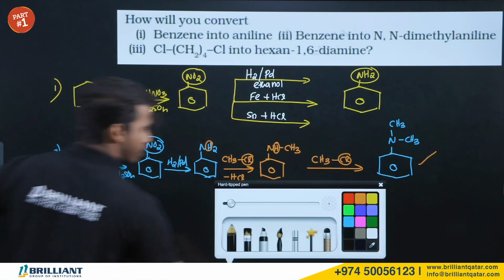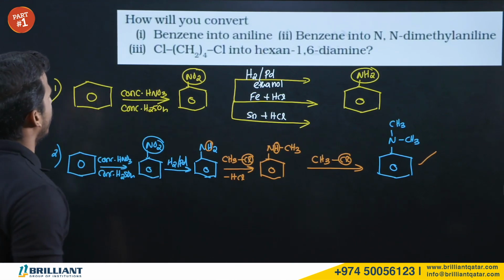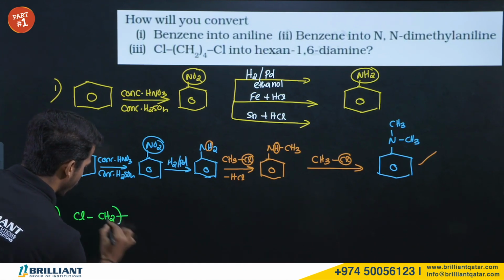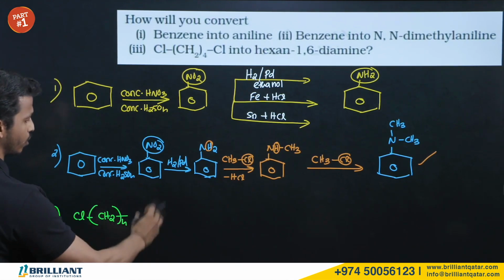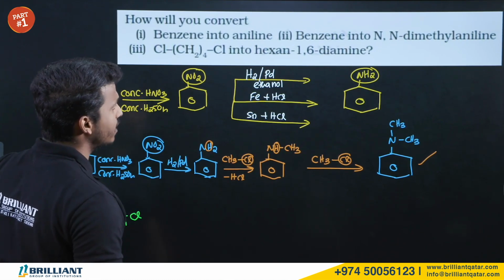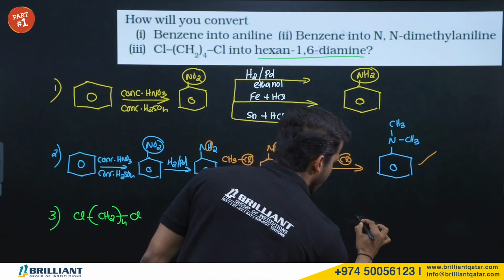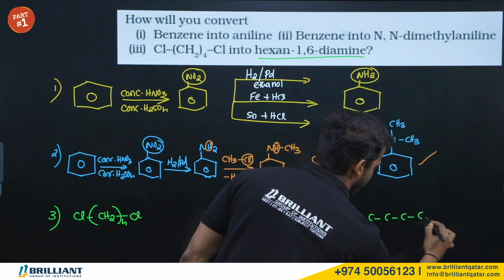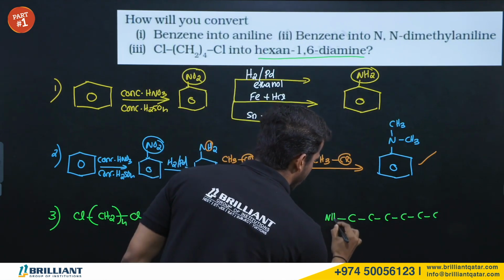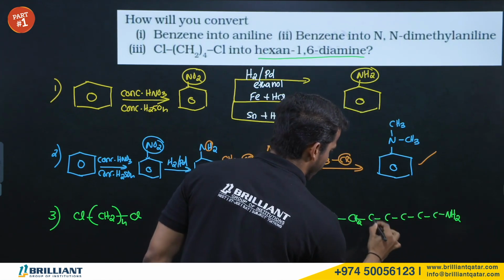Next question. The third question is Cl-(CH2)4-Cl into hexane 1,6-diamine. What is this compound hexane 1,6-diamine? Hex means total 6 carbon, right? 1, 2, 3, 4, 5, 6. On the first and sixth carbon there is an amine. This is the compound.